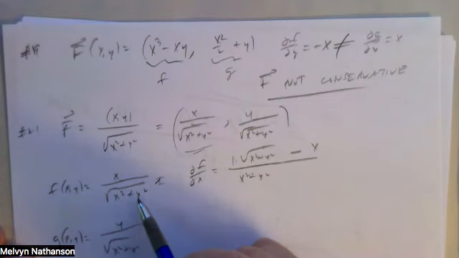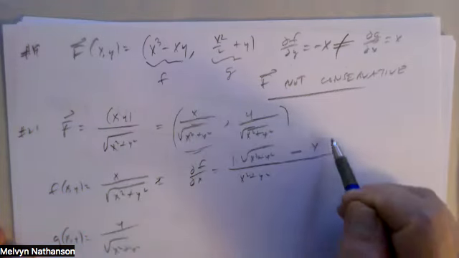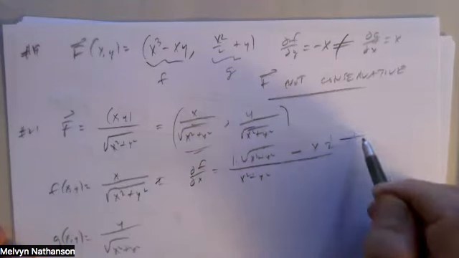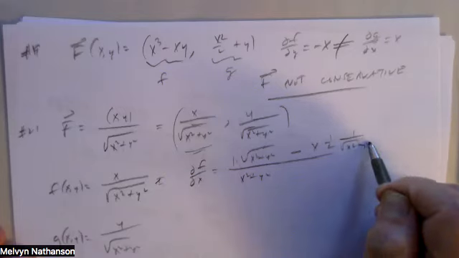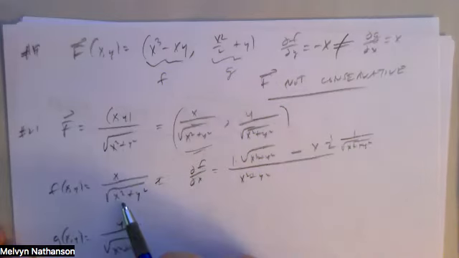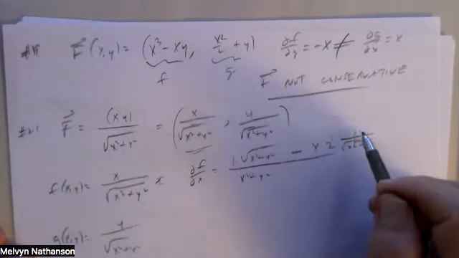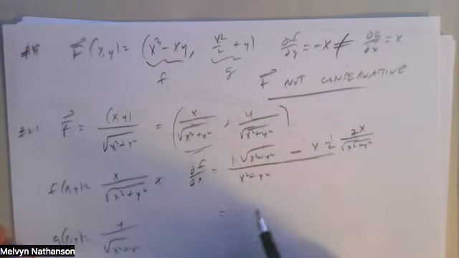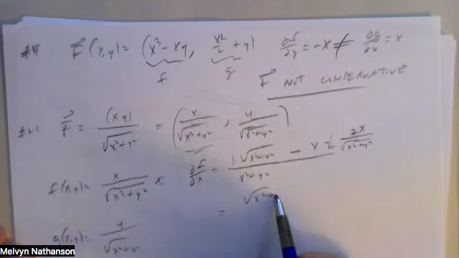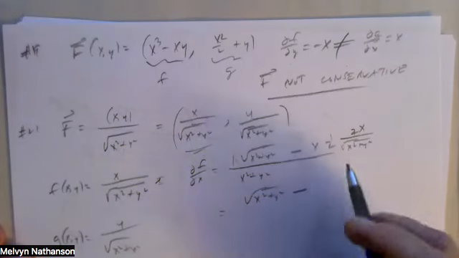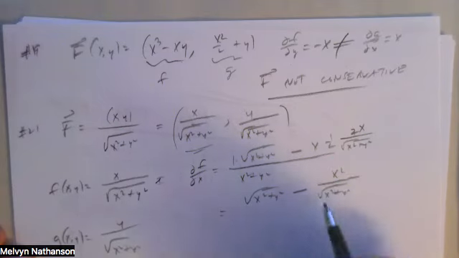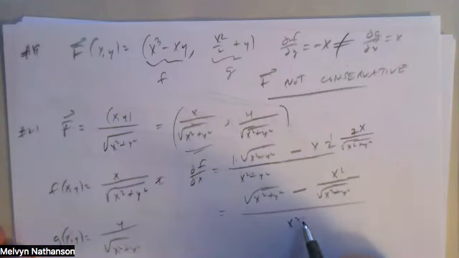The derivative of the square root of x squared plus y squared is 1/2 (x squared plus y squared) to the minus 1/2, 1 over square root of x squared plus y squared, times the derivative of x squared plus y squared with respect to x, which is 2x. So this looks like square root of x squared plus y squared. The 2's cancel, minus x squared over the square root of x squared plus y squared, for x squared plus y squared.